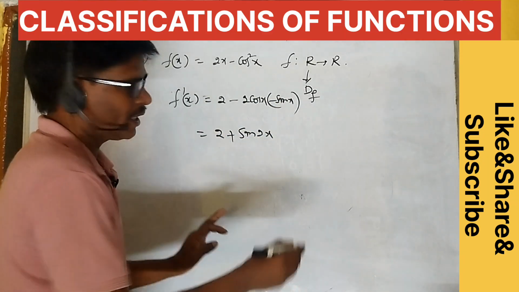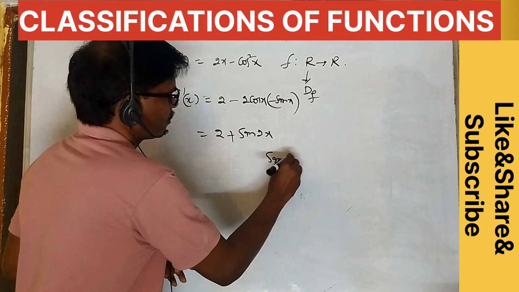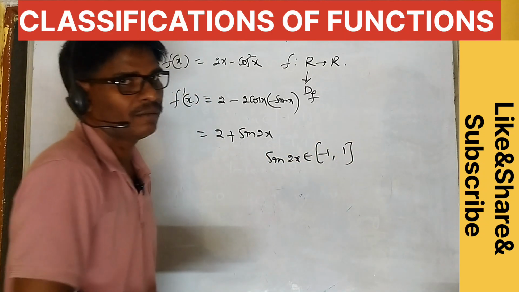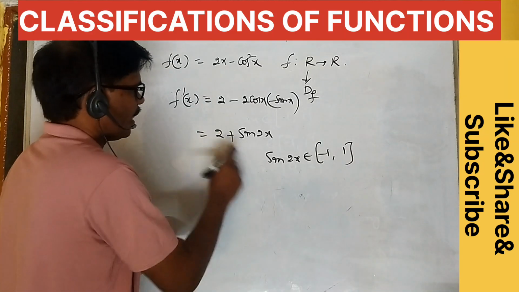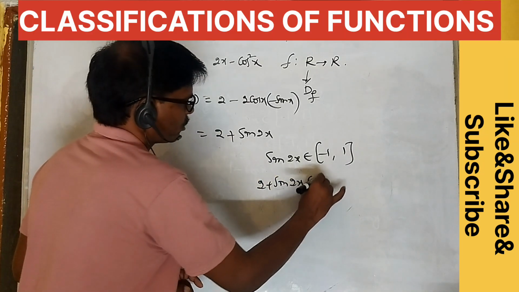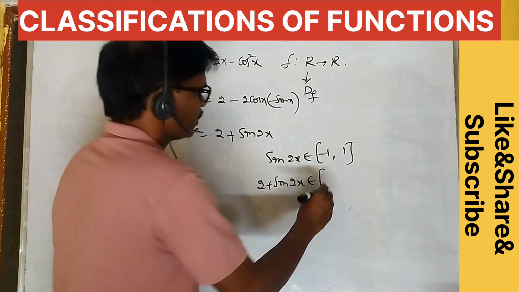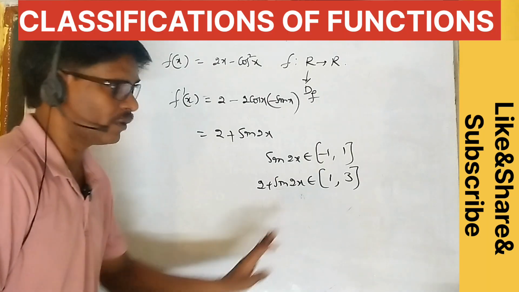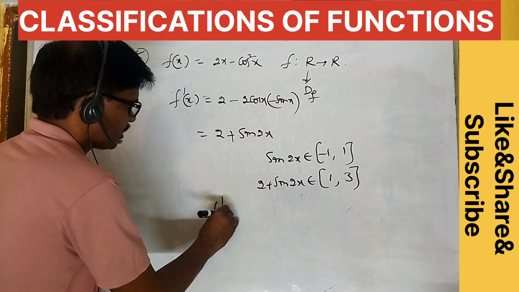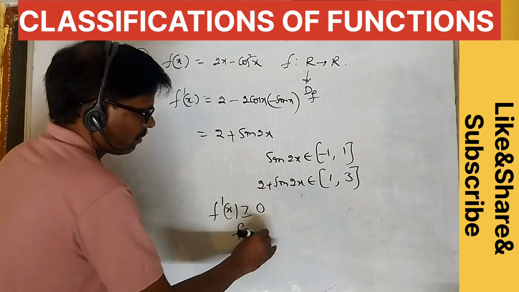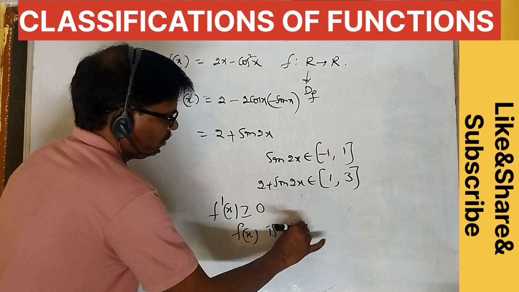What is the range of sin 2x? Sin 2x belongs to the closed interval minus 1 comma 1. What is added here? 2 plus sin 2x belongs to the closed interval; adding 2 to minus 1 gives 1, and adding 2 to 1 gives 3. This is positive values only, an increasing function. Increasing function means f dash of x greater than or equal to 0, which means f of x is a one-one function.